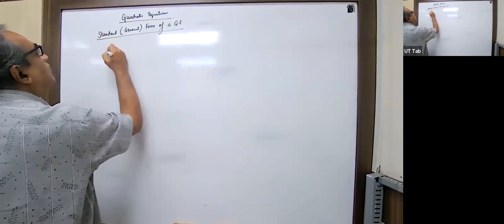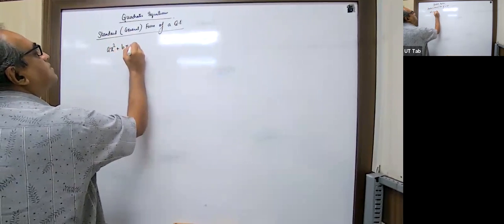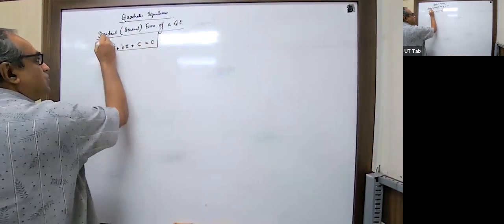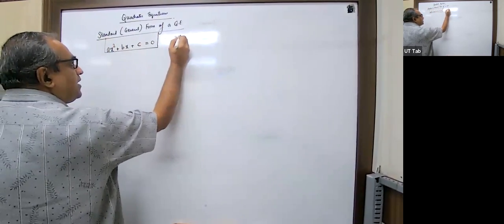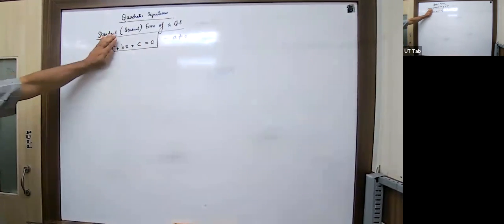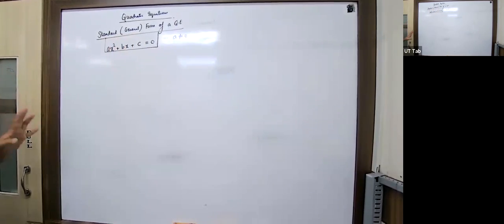Standard or the general form is given as ax squared plus bx plus c is equal to 0, where a can never be 0. Because if a is 0, this term disappears. It is no longer a quadratic equation. B can be 0, C can be 0, but A cannot be 0.